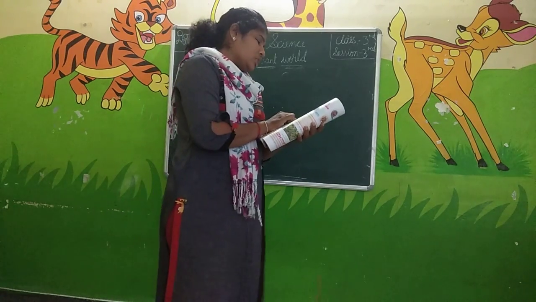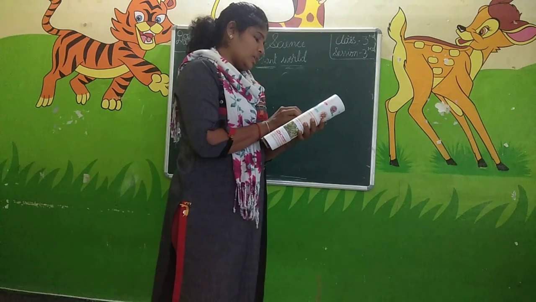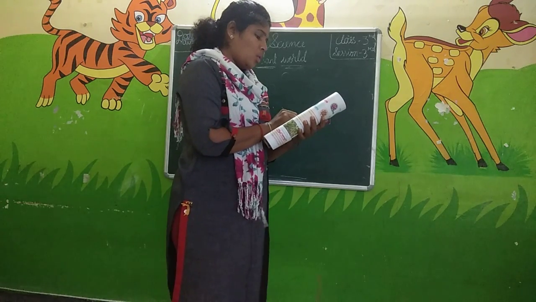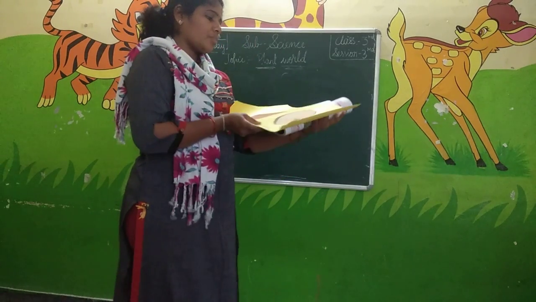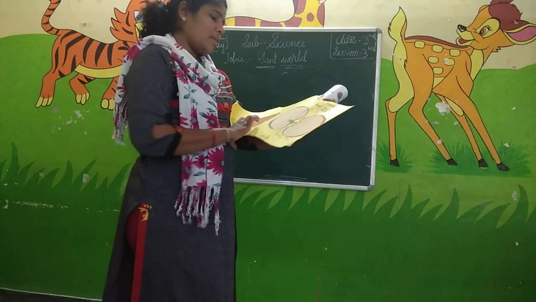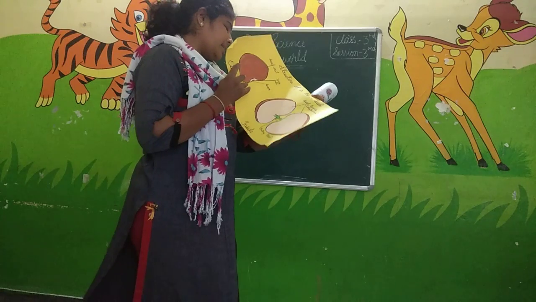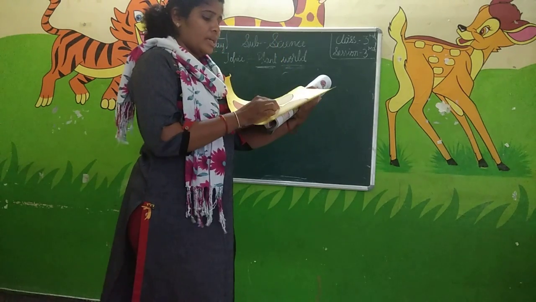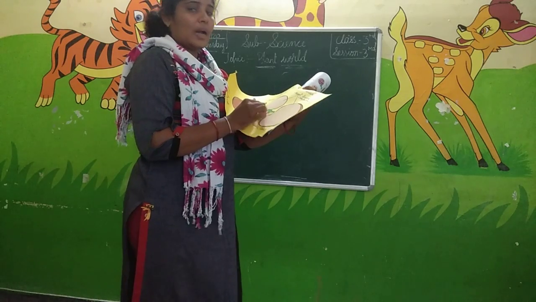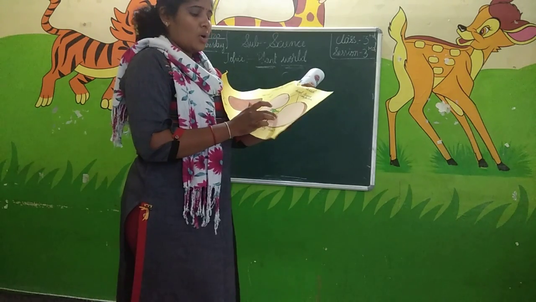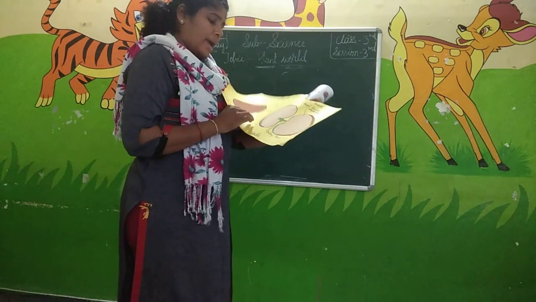The point at which the seed was attached to the fruit is called what? Scale, pole or seed coat. Where the plant is attached here, that is called a scale. Where the seed is attached to the plant, it is called a scale.